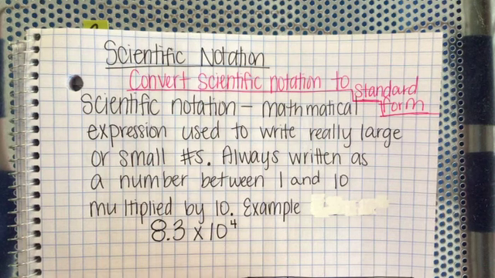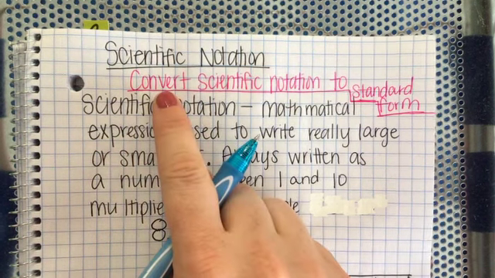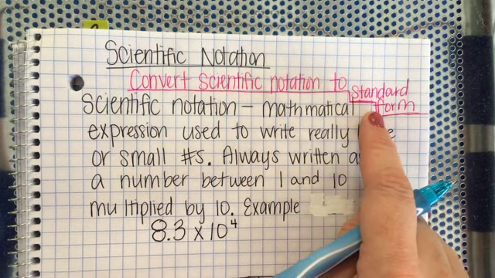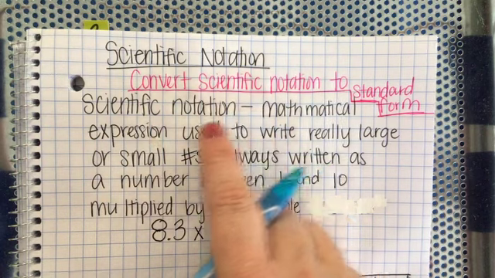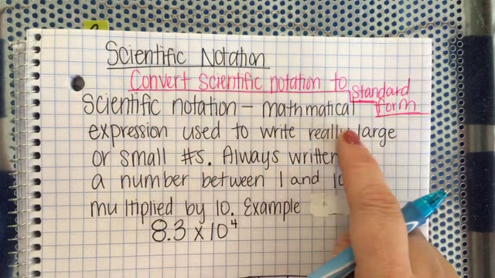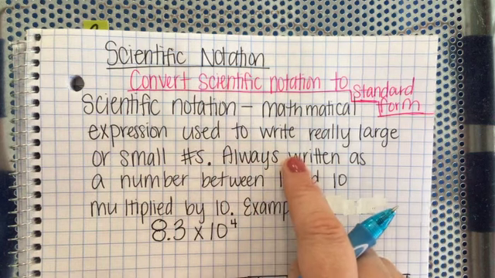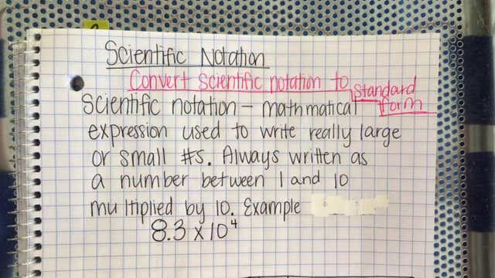So, scientific notation. We are going to talk about converting scientific notation to standard form. Scientific notation is the mathematical expression used to write really large or small numbers. Remember, that's numbers. And it is always written between 1 and 10 multiplied by 10.